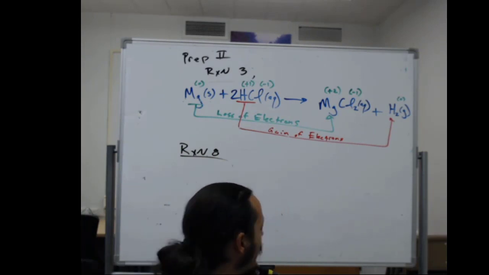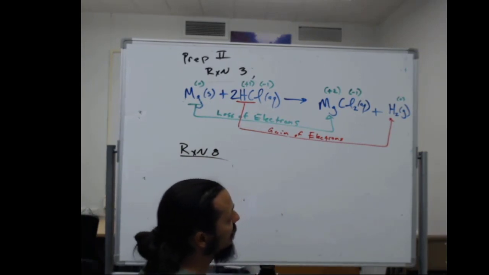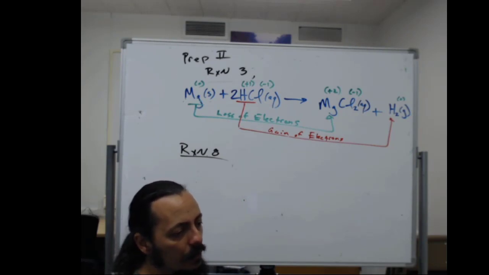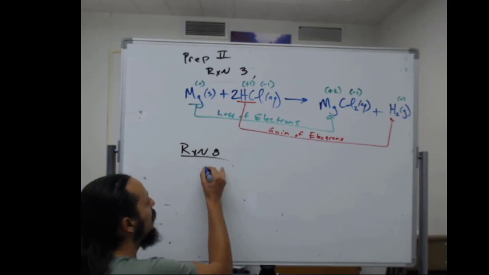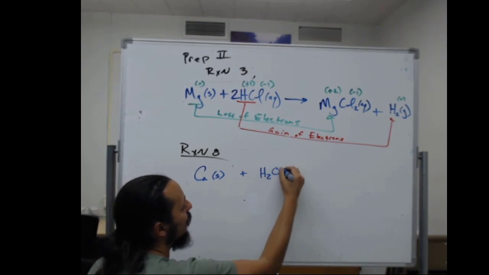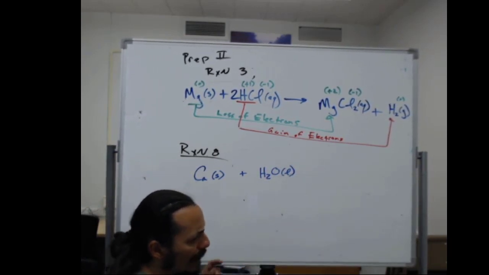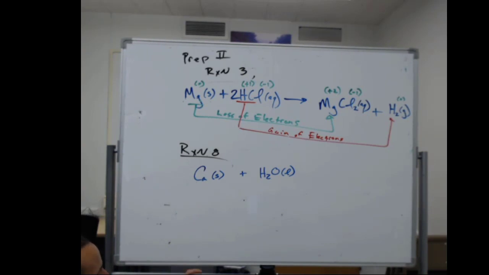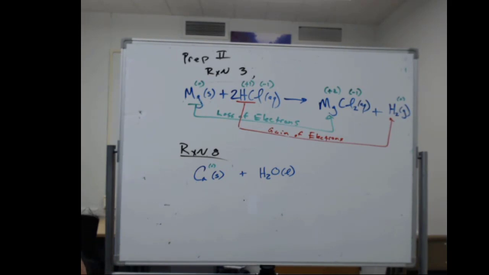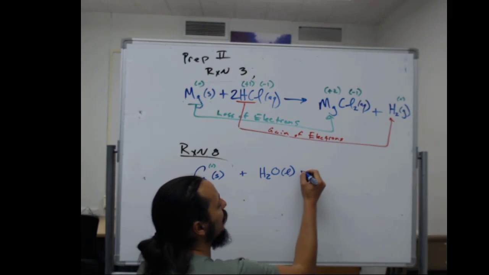Okay, so reaction 8 is actually going to be not dissimilar from what we just did. A few grains of calcium metal combined with some water. So we're going to be looking at calcium solid plus H2O liquid. Now, as soon as we see calcium by itself in its neutral state, we should already be like, oh, that's already starting to look like it might be redox. So calcium metal with water.